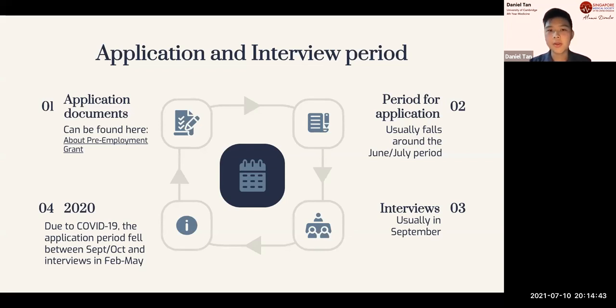Currently the website has no information about the next batch of applications, so I think we can just wait and see. But based on last year's timeline, it should potentially occur around September, October, and then have interviews from February to May, if the trend follows.